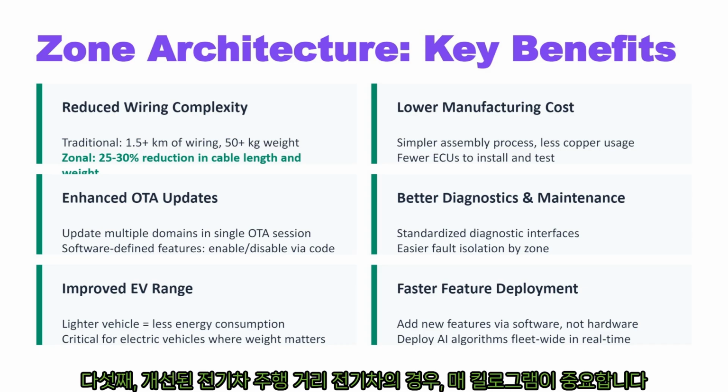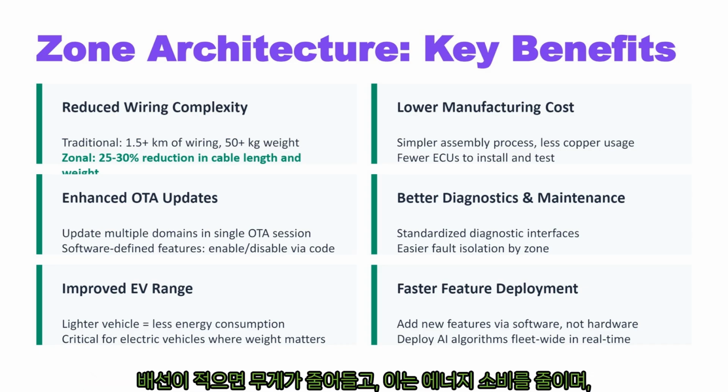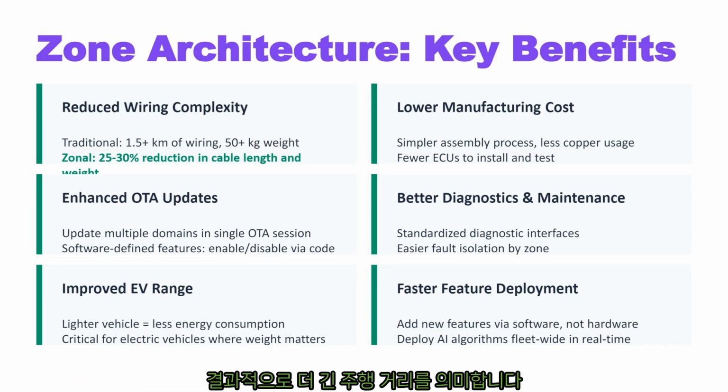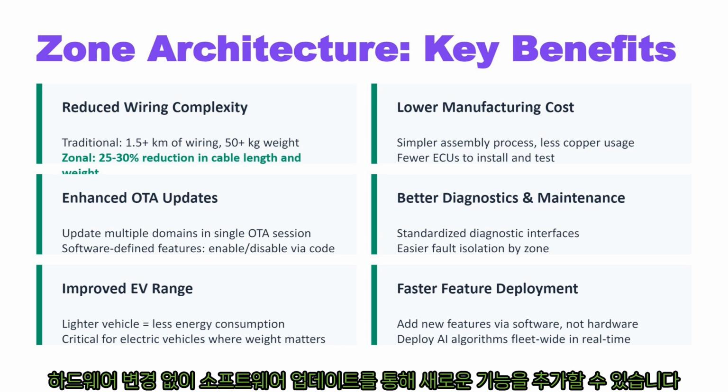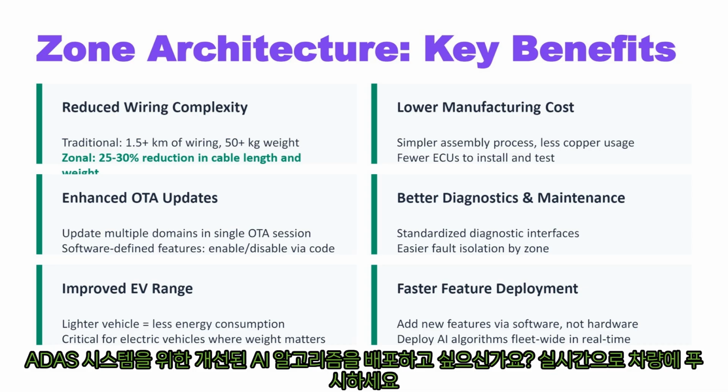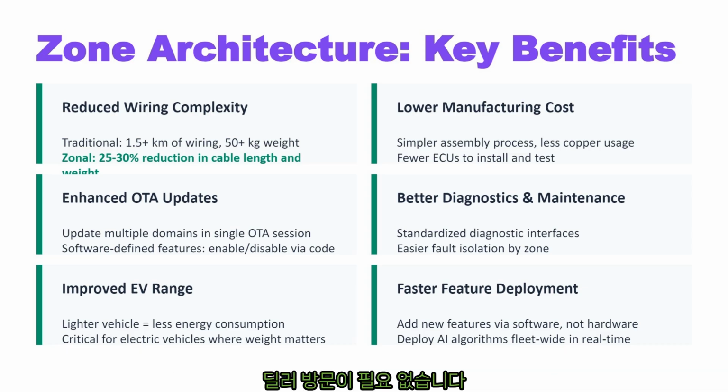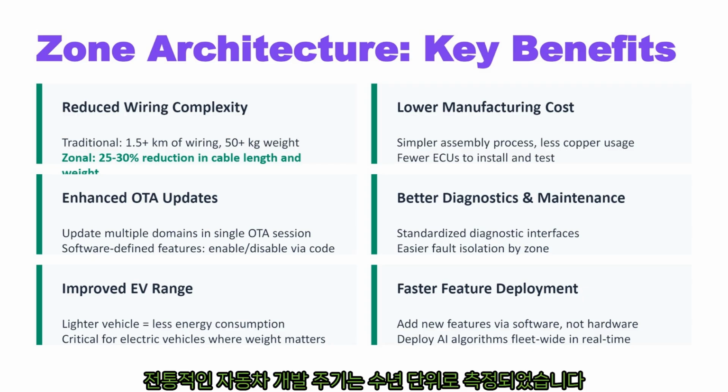Fifth, improved EV range. For electric vehicles, every kilogram matters. Less wiring means less weight, which means less energy consumption, which means more range. This is critical for EVs. And sixth, faster feature deployment. You can add new features via software updates, not hardware changes. Want to deploy an improved AI algorithm for your ADAS system? Push it to the fleet in real time. No dealer visit required. Traditional automotive development cycles were measured in years.